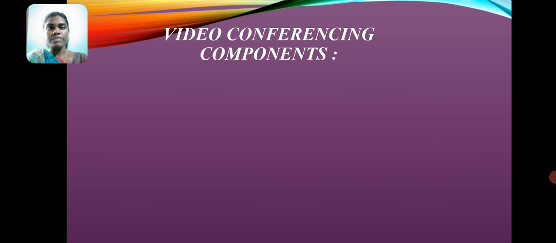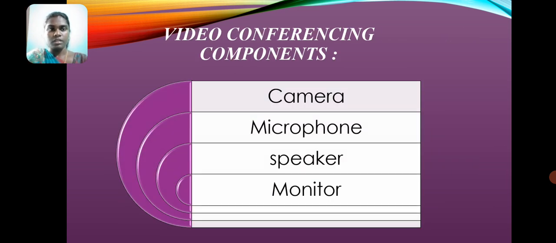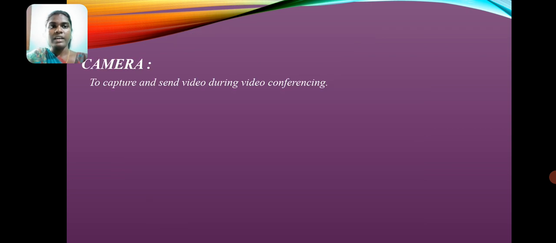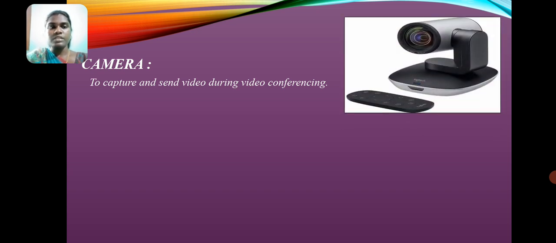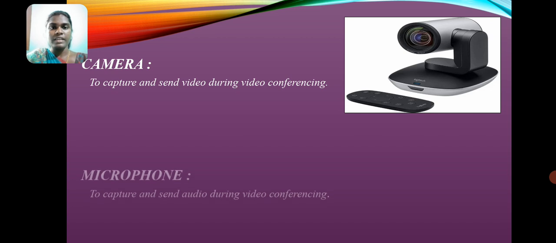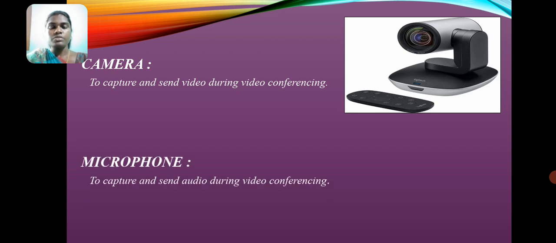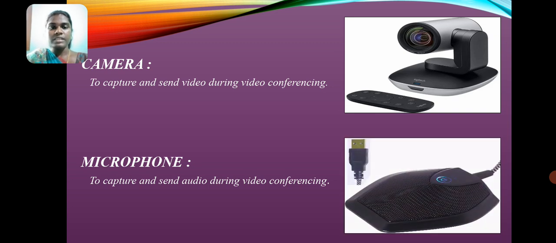Then video conferencing components. There are 4 basic components: camera, microphone, speaker and monitor. The first one, camera, is used to capture and send video during video conferencing. This is the related image. And the second one, microphone, is used to capture and send audio during video conferencing. This is the related image for the microphone.